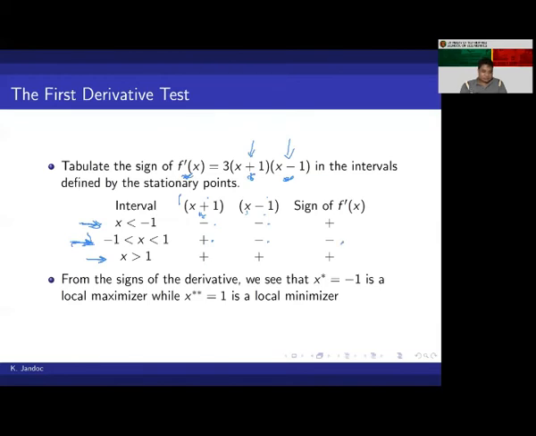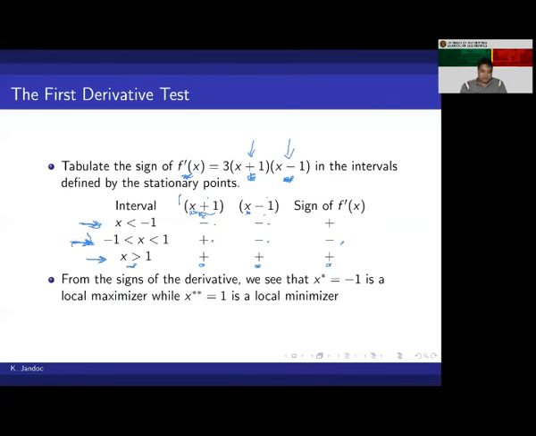Good. And finally, if x is greater than 1, clearly this is positive. If x is greater than 1, say 1.5 minus 1, it's still positive. Okay, 1.5 minus 1 is positive 0.5, it's still positive. So therefore, if both of these expressions are positive, then we'll end up with a positive sign for f prime x.